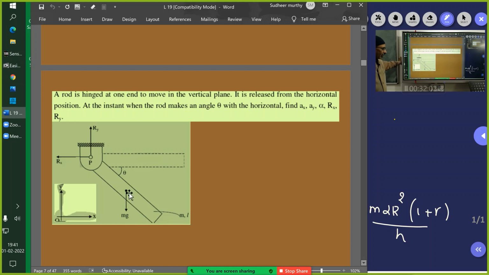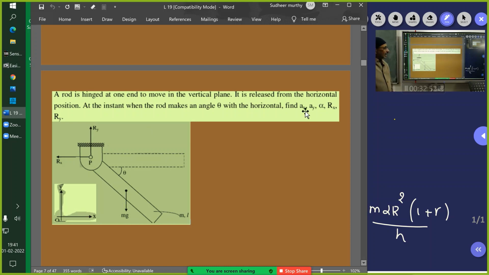Now there is another component of this mg. What is that? Mg sin theta, which is along the axial direction of this rod. But as the rod is coming down, you have got one component which is perpendicular, which is the AT, tangential. AT will be equal to alpha into L by 2. And AR will be equal to omega square L by 2, which will be the AN. AN is in this direction, from the center towards P. So these two are identified like this, right?